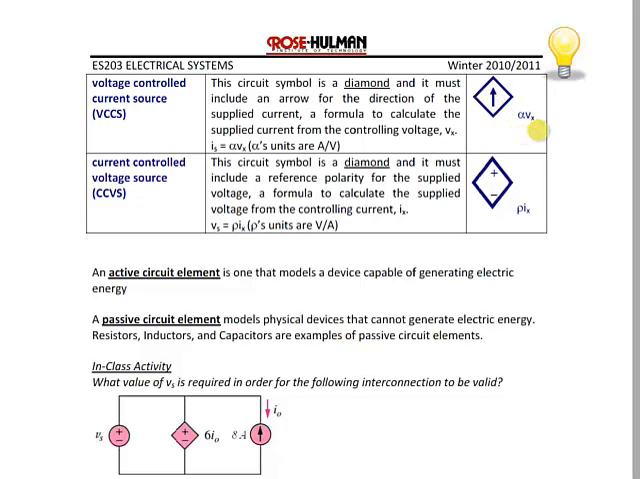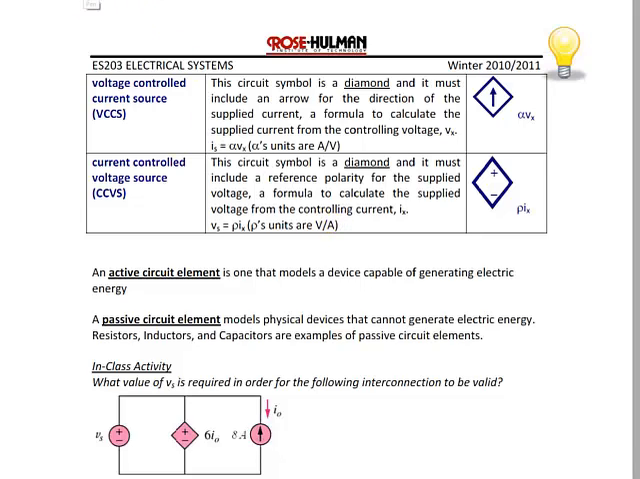Now, since I'm converting a voltage to a current, alpha must have units of amps per volt. I know that the second voltage source is current controlled because of Ix, which must be defined in the circuit, and the gain, rho Ix, converts a current to a voltage, so it must have units of volts per amp.